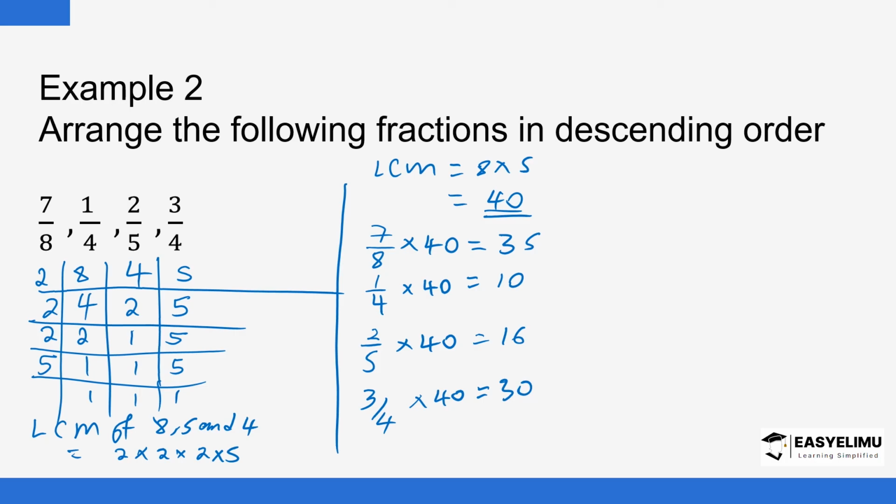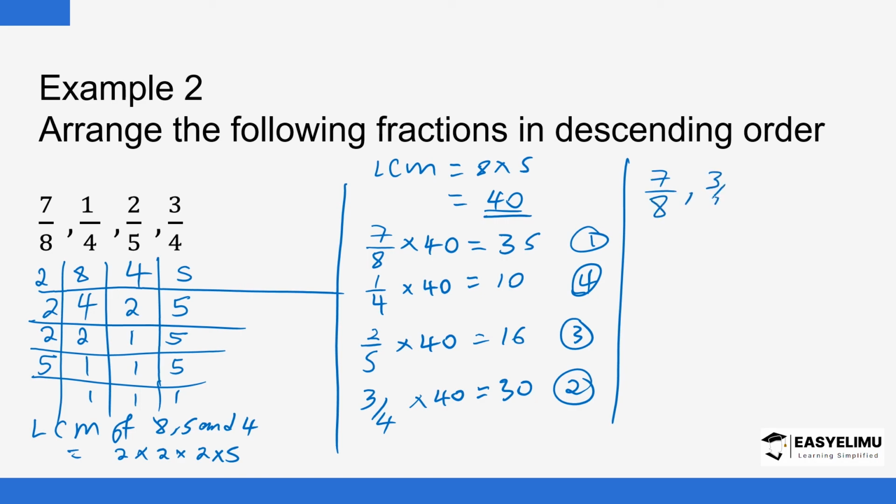So you're able to see, if you are to arrange these fractions in descending order starting from the largest, then we'll start with this one here as number 1. Then number 2 will be this one here, then number 3 will be this, and number 4 will be that. So the order will be: the first one is 7 over 8, and then number 2, 3 over 4, and then number 3, 2 over 5. Remember, we are arranging them in descending order, from the largest to the smallest. And the smallest is the one at position 4, which is a quarter.